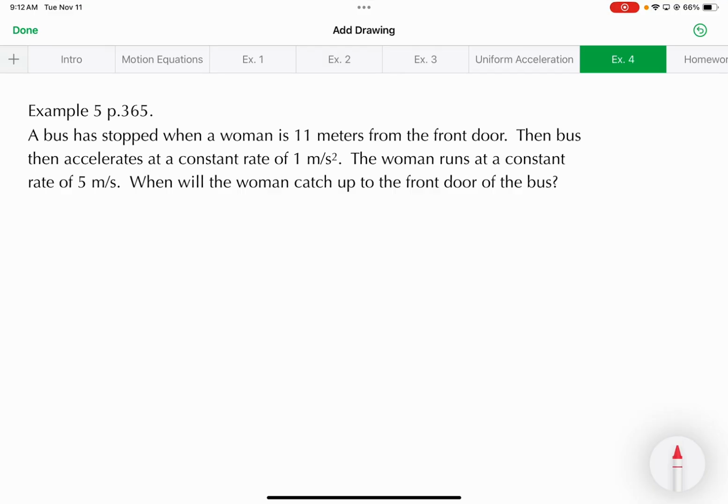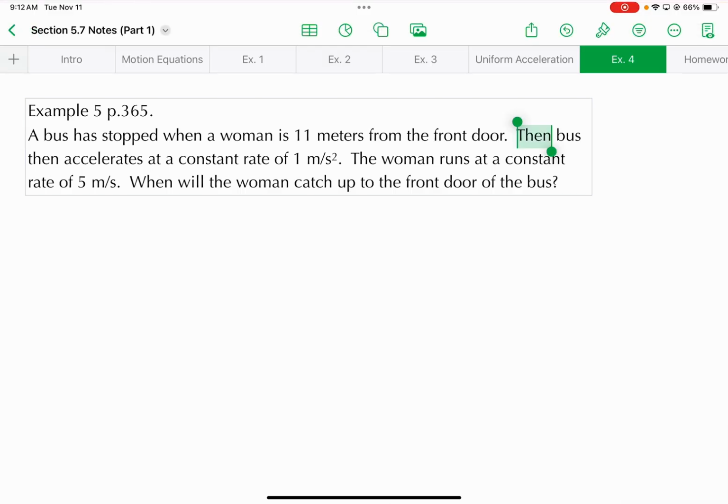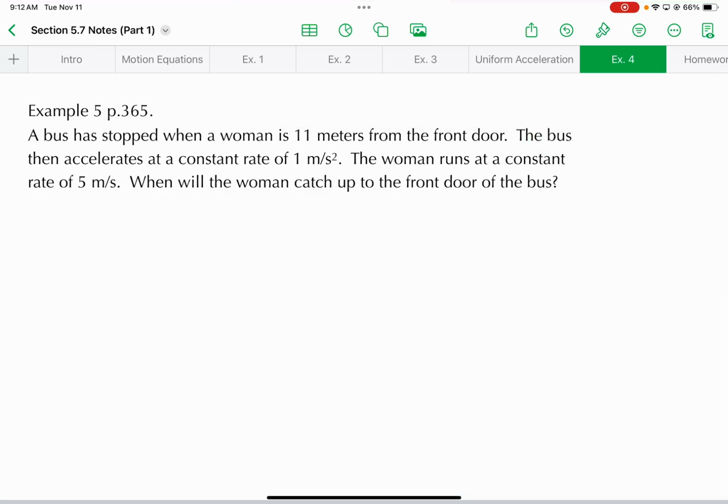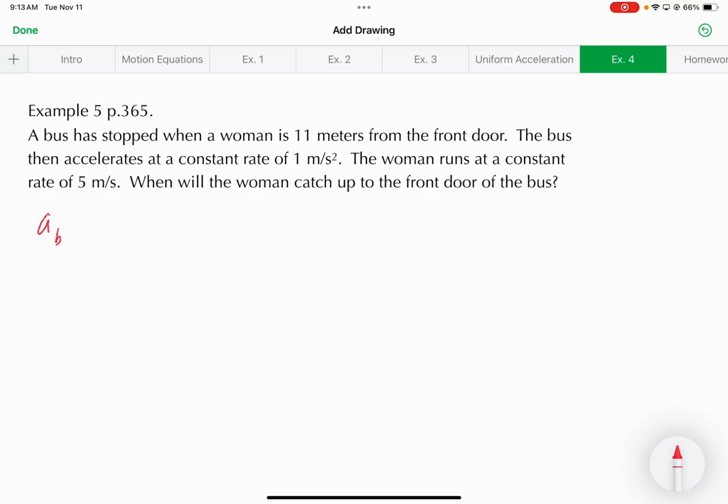The bus has stopped when a woman is 11 meters from the front door. That deals with what? Position, velocity, or acceleration? That's position, right? So when we get to position, we'll look back at that sentence. Then the bus accelerates at a constant rate of 1 meter per second. That deals with acceleration. So the acceleration of my bus is equal to 1 meter per second squared.